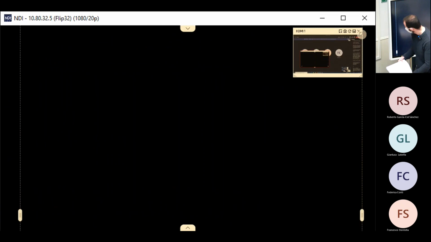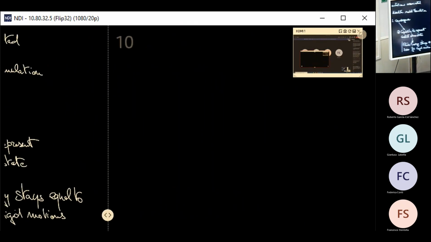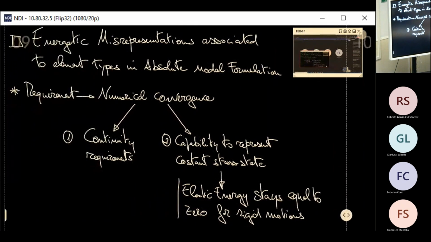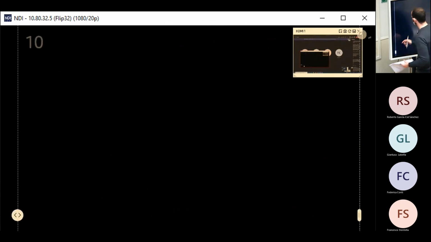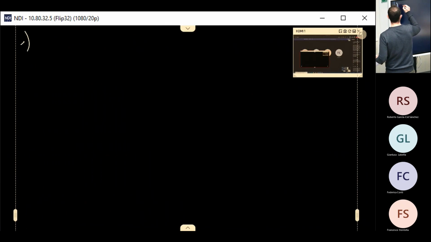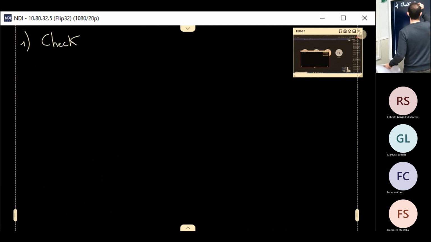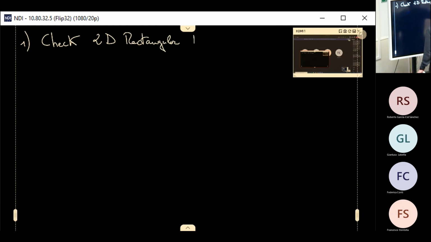So again, we will try to see if we have these misrepresentation errors for the element types that we have derived so far, which are two. So we are kind of limited. So one is to check the 2D isoparametric element.